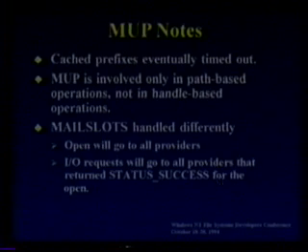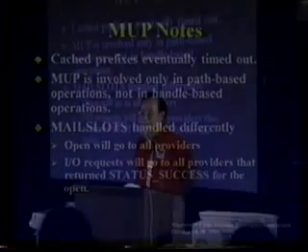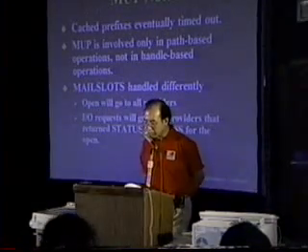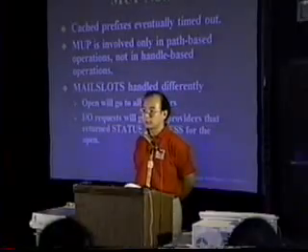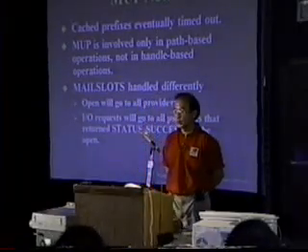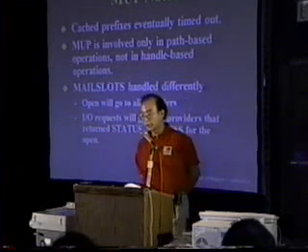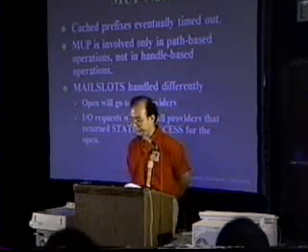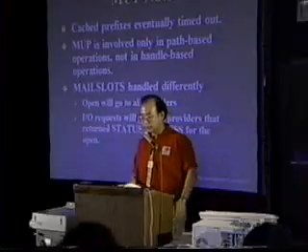And finally, mailslots. You can do broadcasts over mailslots, so it's handled slightly differently than a normal file system. The main difference here being the open will go to all the providers, and subsequent I/O requests will go to every single provider that returns status success for the open. So that's how you achieve a broadcast.